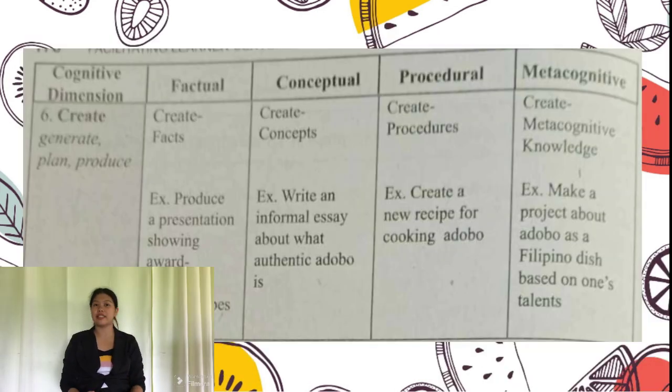We are at the last level of our cognitive dimension, which is the create. So we have generate, plan, and produce. In the factual, they will create the facts. For example, produce a presentation showing award-winning adobo recipes. That is facts. Now in the conceptual naman, they will create concepts. So they will write an informal essay about what authentic adobo is. So diba, they will just create the concept.